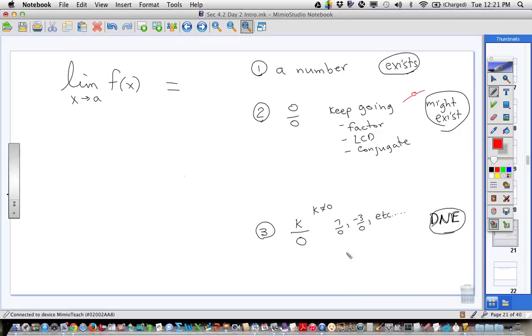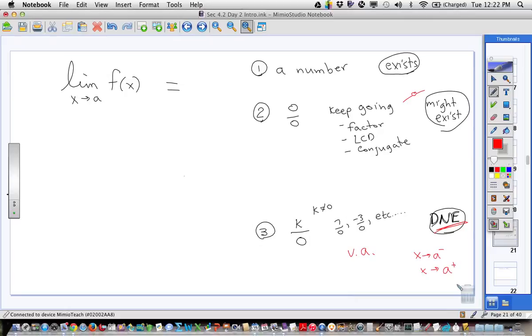Okay, and then we said that if you plug in and get a number divided by 0, then that's a vertical asymptote situation. And we also said that in that case, the limit does not exist, and we need to discuss the limit on both sides. We need to talk about what's happening to the left of a and what's happening to the right of a. Why does that not exist?